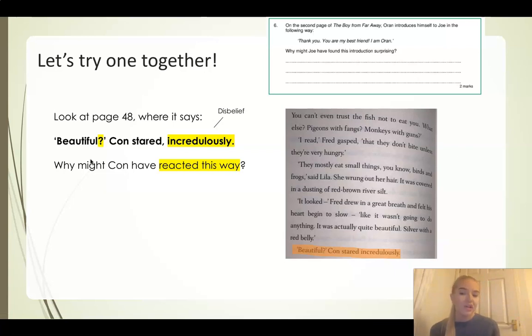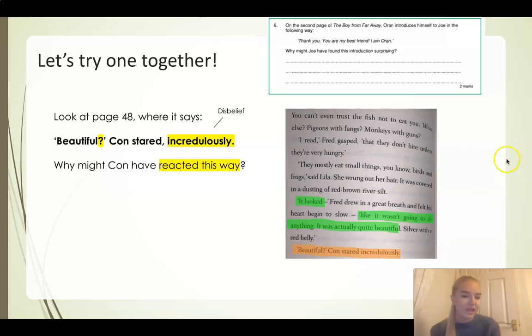Now, if you've forgotten the context in where this quote was in the book, you can go and find it again. So here I have got a little zoom in of the page that we'll be looking at, page 48, and I've found the quote where it says, "Beautiful, Con stared incredulously." And then what I'm going to do, I'm going to read around the text. So I'm going to read all of it, and then I'm going to come to a decision why I think she might have reacted in this way of disbelief. So can you pause the video here and have a bit of a think? Why do you think she might have been in a bit of disbelief at Fred saying the word beautiful? Okay, pause the video here.